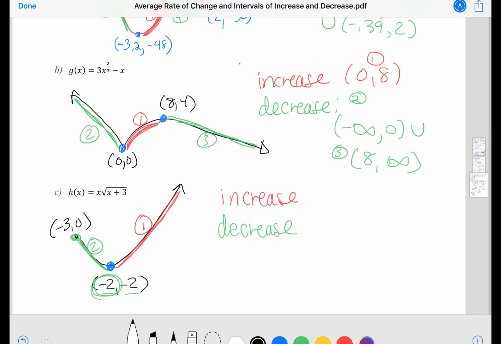Okay, so now what we have to do is to find our interval of increase. That's going to be from -2 to infinity. We only have one interval of increase, so we don't need to worry about putting the union symbol in there. And the same thing for the interval of decrease. We only have one interval, and that would be from -3 to -2.